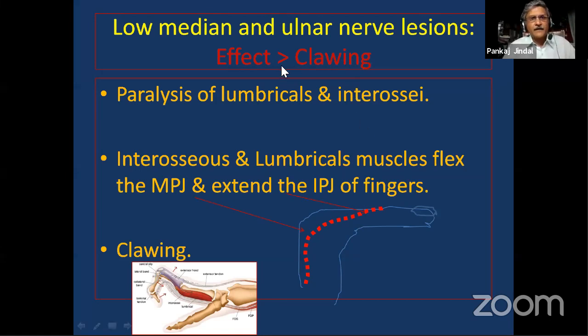I'm not talking about thumb opposition, because there are some other important things that we need to consider. Low median and ulnar nerve palsy are common, leading to clawing, and this is because of paralysis of the lumbricals and interossei. What happens here? Lumbricals and interossei lie anterior to the axis of the MP joint and dorsal to the axis of the PIP joint. So when these muscles are paralyzed, it leads to hyperextension of the MP joint and flexion of the PIP joint.